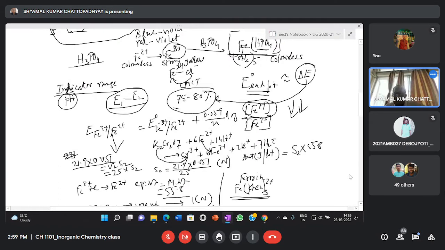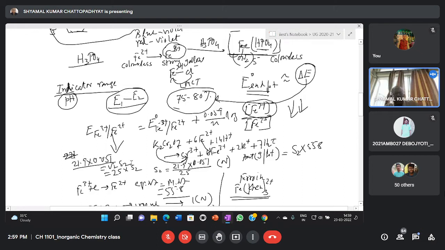So these are the two roles of the phosphoric acid. And this is the reaction: potassium dichromate takes 6 electrons and 6 ferrous iron gives 6 electrons. So potassium dichromate reacts with 6 ferrous iron and 14 H plus. The dichromate is converted to chromium ion, 2 chromium 3 plus. Ferrous iron is converted to ferric, and you get the potassium ion and 7 water molecules, right?